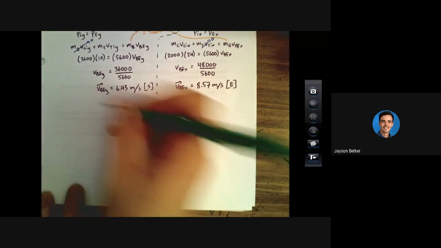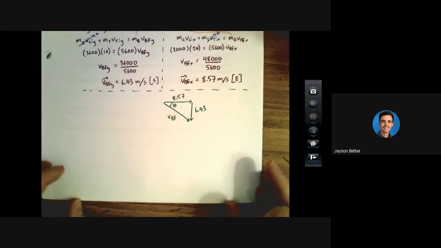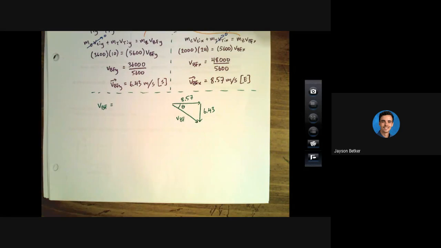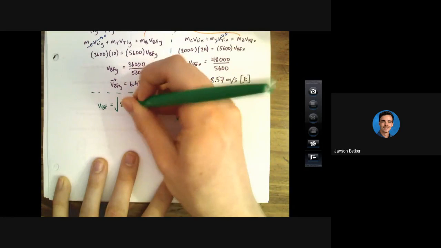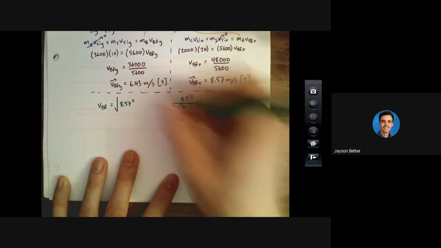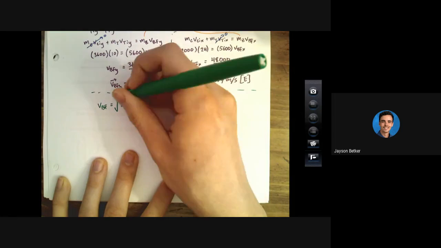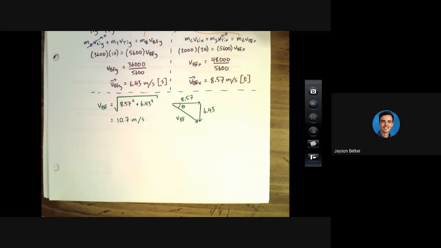So there we go. We've done great so far. We've got one final step. We've done this step a whole bunch of times in a bunch of other units. We need to find VBF, which we use Pythagorean theorem. So a squared plus b squared equals c squared. So we have the square root of 8.57 squared. That's our a. And then our b can be 6.43 squared. Take the square root of that, and that should give you 10.7 meters per second.